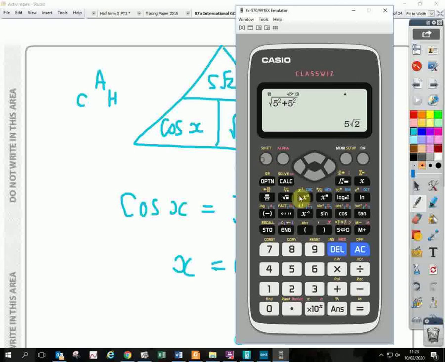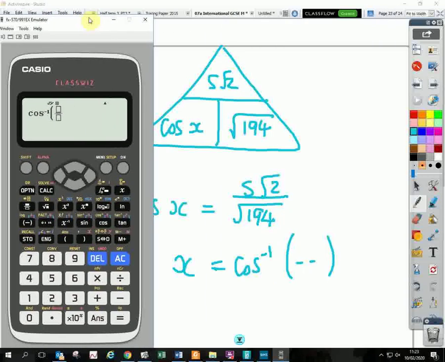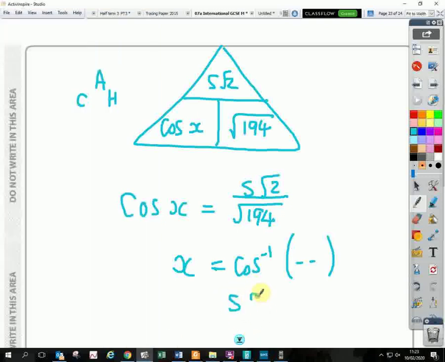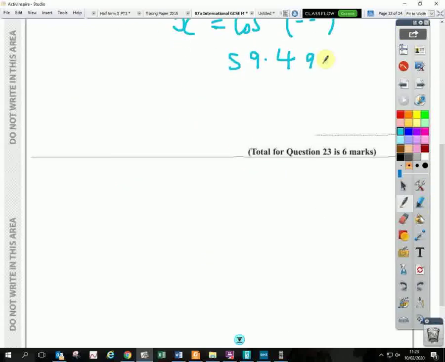So let's have a go then. Shift cos fraction 5 root 2 over root 194, close brackets, and that's 59.49. Okay, and then the question says give your answer to 3 significant figures, so 59.5 is the final answer.